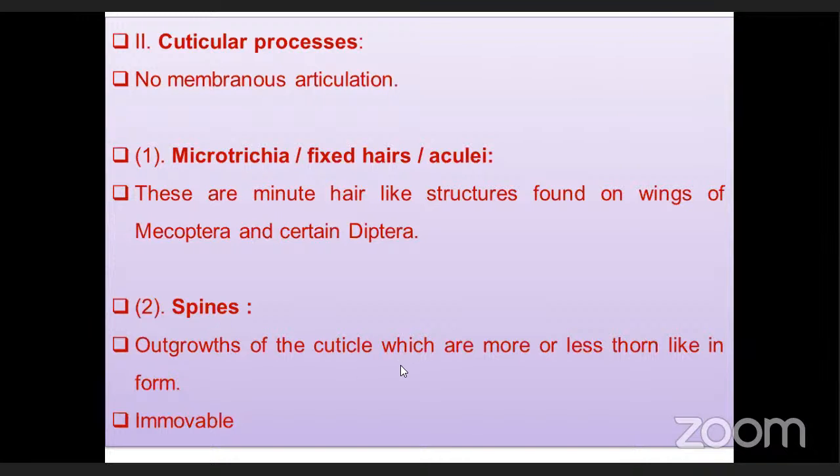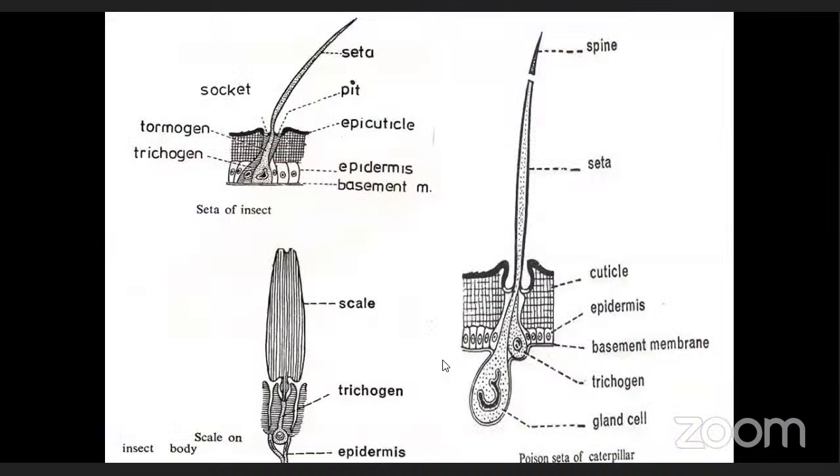Spines are outgrowths of the cuticle which are more or less thorn-like in form, and immobile but multicellular. You can see here the diagrammatic representation of the trichogen and tormogen, different types of cells.